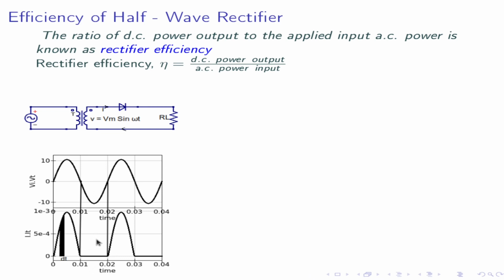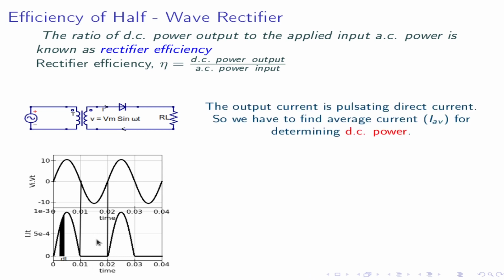We want to calculate the DC power output. For that, we want to calculate the average current, because the output current is pulsating. Pulsating means it contains AC components. So if you want to find the DC power, you need to calculate the average current in the output. The average is called IDC.